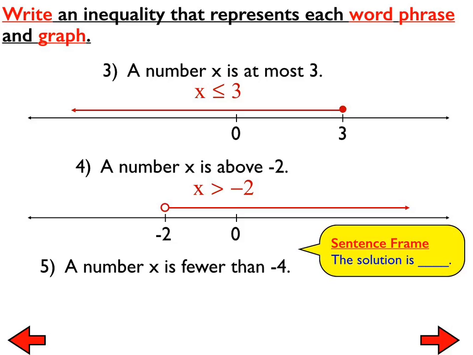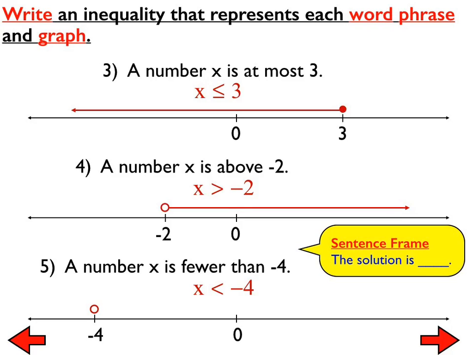Number 5, a number x is fewer than negative 4. X is less than negative 4 is the inequality that is represented by that word phrase. We are not including negative 4, therefore open circle above negative 4, and all the numbers that are smaller than negative 4 are to the left, therefore the arrow is drawn to the left.